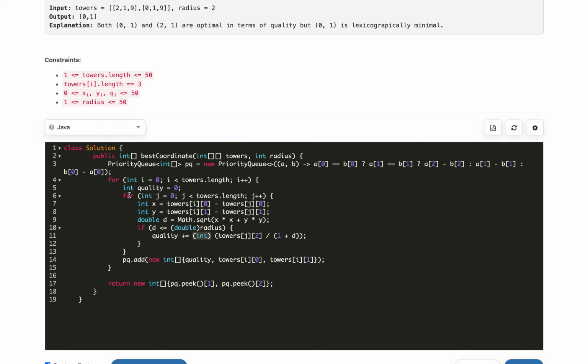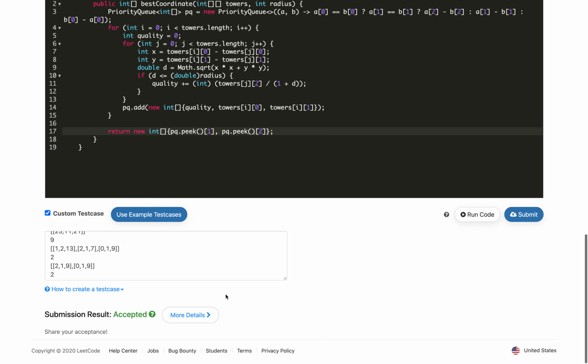After finding the total quality on the ith tower from all other towers, we add that entry into the priority queue, and in the end we return the coordinates of the desired network tower, the x coordinate and the y coordinate. So it is an accepted answer here.